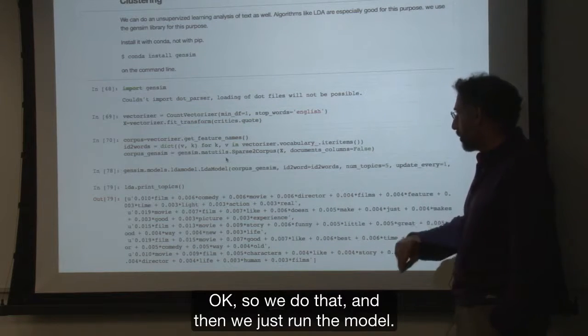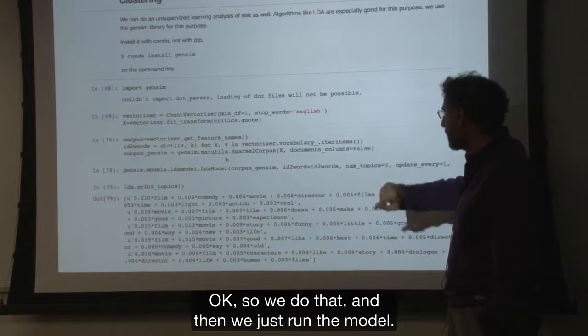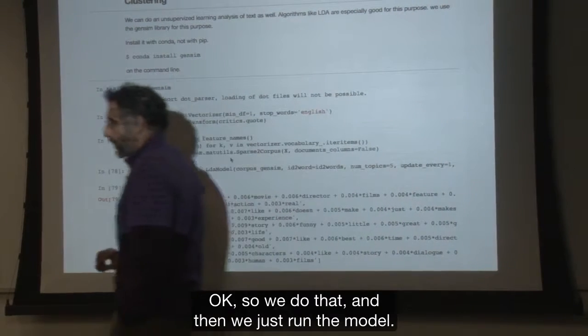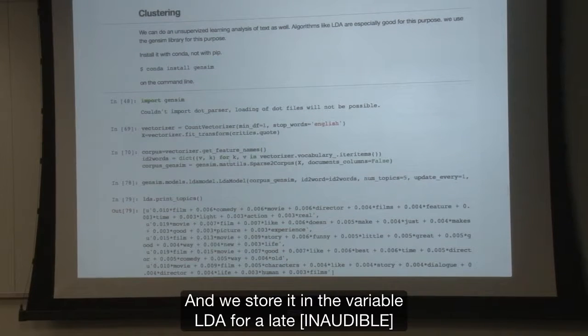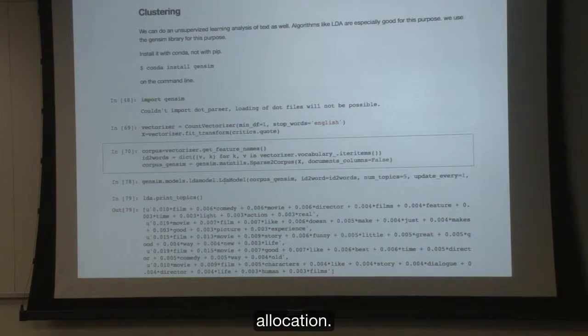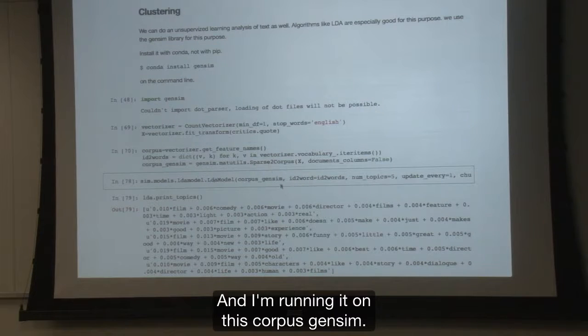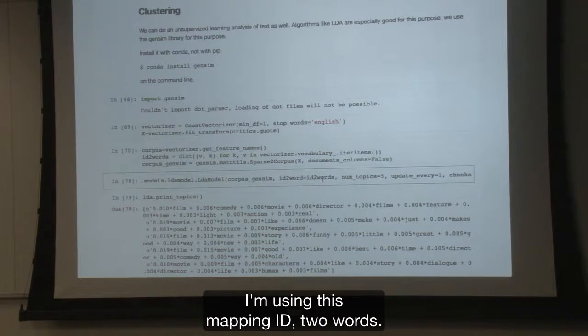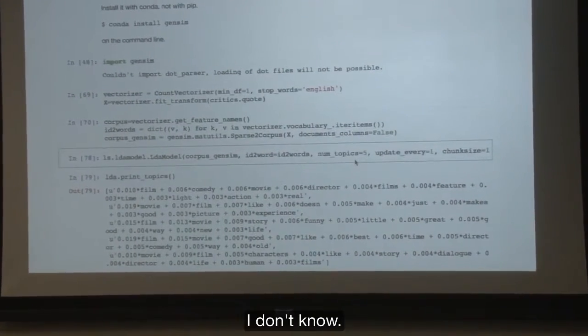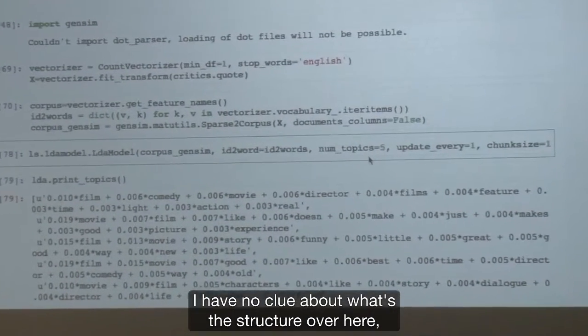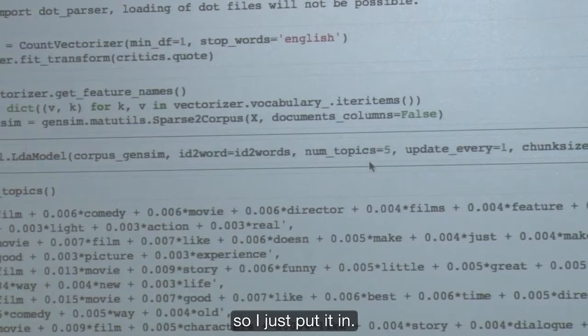Okay, so we do that, and then we just run the model and store it in the variable lda, for latent Dirichlet allocation. I'm running it on this GenSim corpus, using this id2word mapping. I'm looking for 5 topics. Why 5? Well, I don't know. I have no clue about the structure here, so I just put it in.